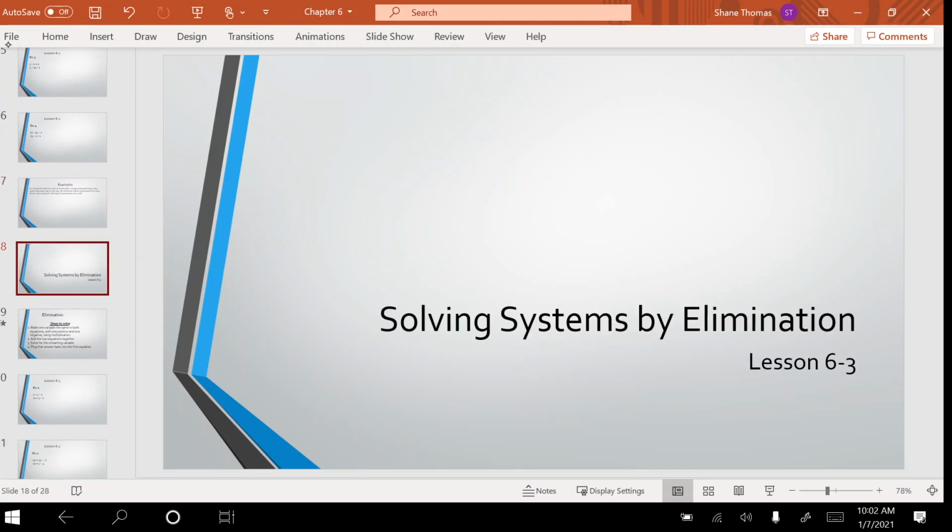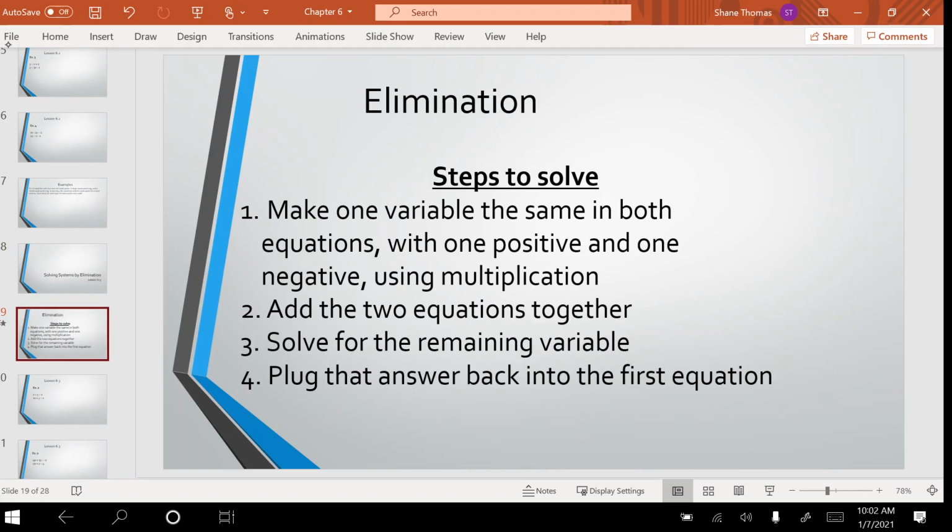Elimination is slightly different. If you guys remember back, which one do you like better, elimination or substitution? All right, here's substitution. Here's elimination. It varies, but usually most years I'm going to say it's probably 60-40 elimination. Me personally, I like substitution because it's the same every single time. Elimination, sometimes you get really short ones, sometimes they're really long, whereas substitution is basically the same every single time. All right, so elimination, you want to make one variable the same in both equations, one positive, one negative. Add the two equations together, solve for the remaining variable, then plug it back in the first equation.